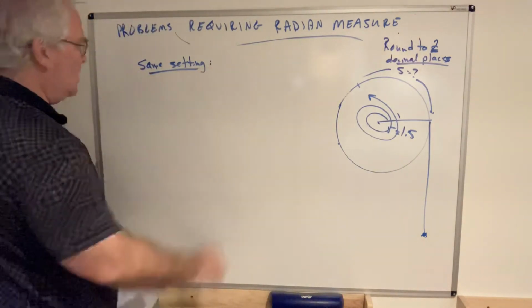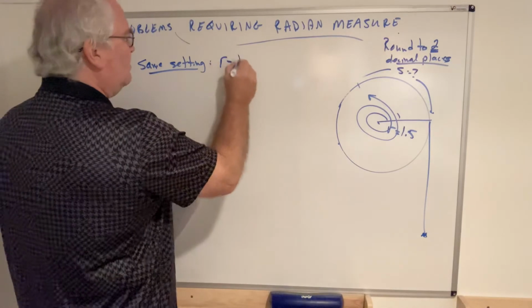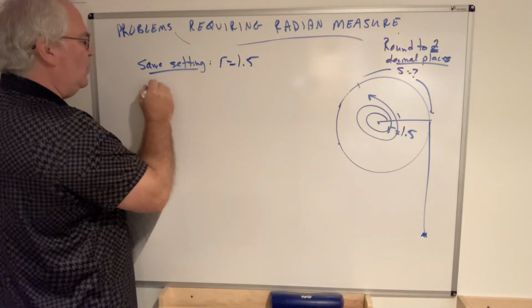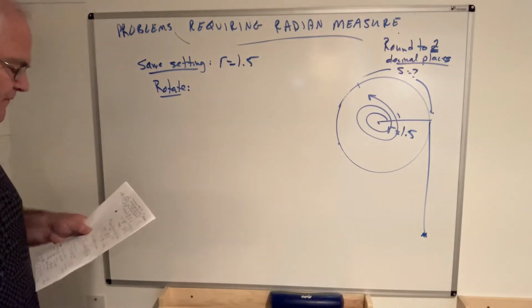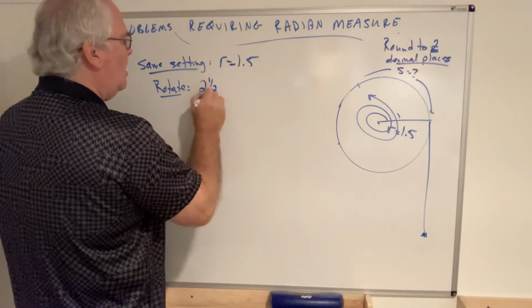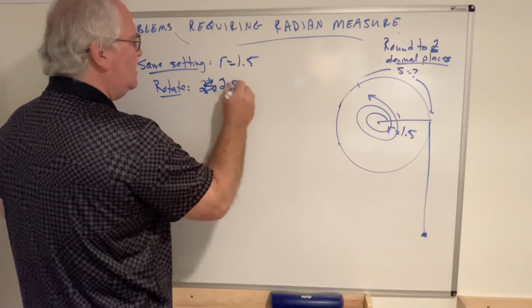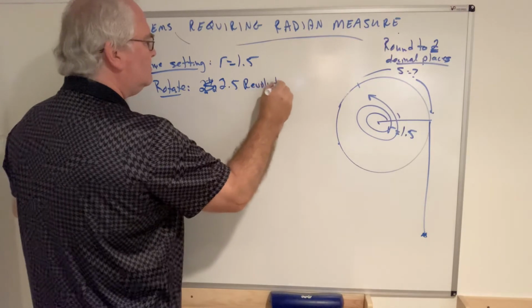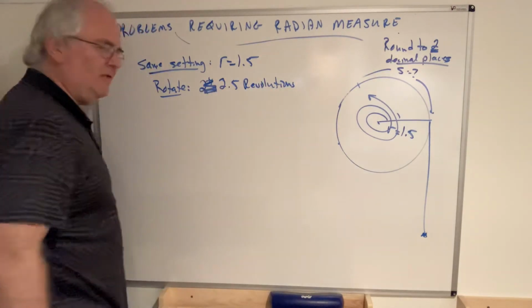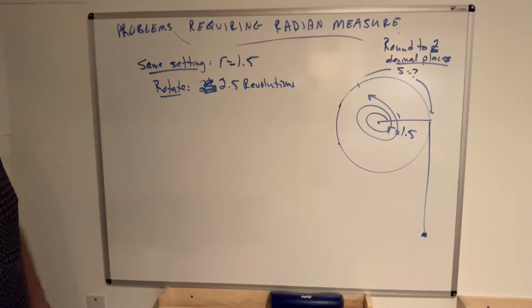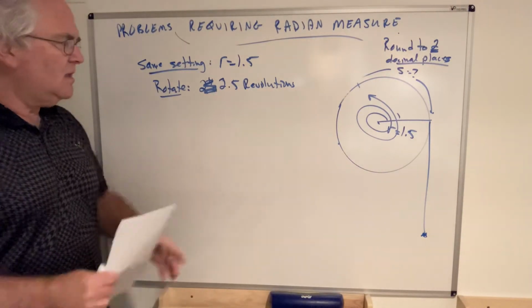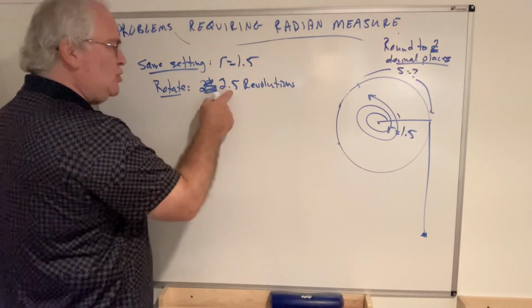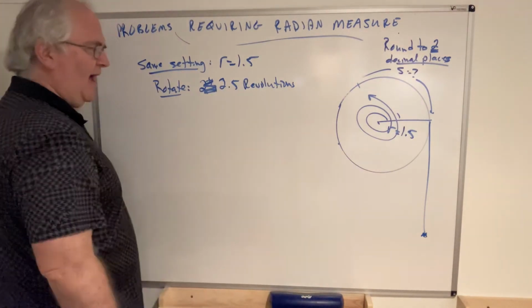Now, again, we want the same 2 decimal places. So R is still 1.5. But now we're going to rotate 2.5 revolutions. Now we need to convert 2.5 revolutions into pi. We don't use 2.5. This isn't radians. So the question is this. If I go 2.5 revolutions, how many radians is that?